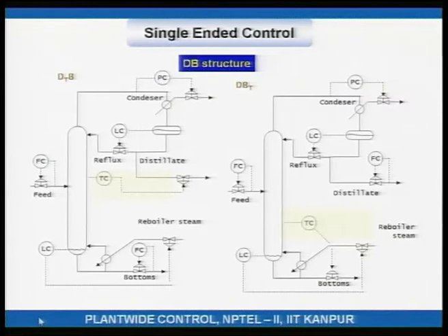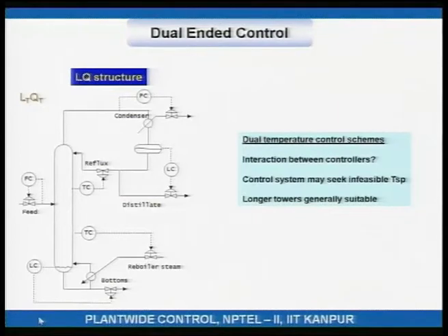DB structure, well, either you can control a tray temperature by adjusting the distillate, or you can control a tray temperature by adjusting the bottoms. Note that DB structure violates material balance, so the performance of this structure is going to be fragile, recommended only for super fractionators. Like I said, degrees of freedom is 2.